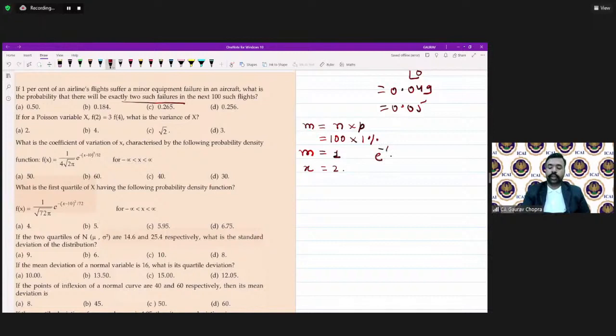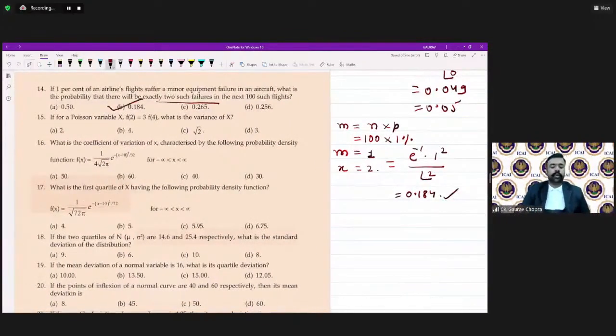e to the power of minus 1, 1 to the power of 2 divided by factorial 2. So how much are we getting? 0.184. Great. Again, many of you have given the correct answer in one go. That's great going. 0.184 is the perfect answer.